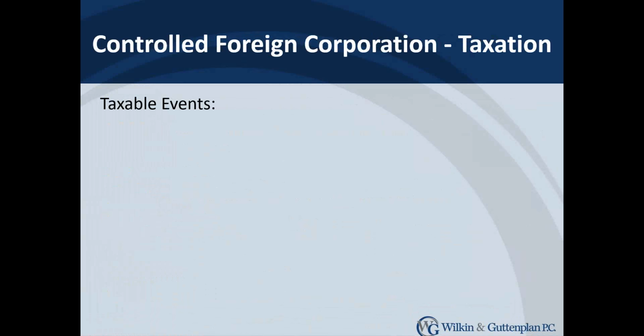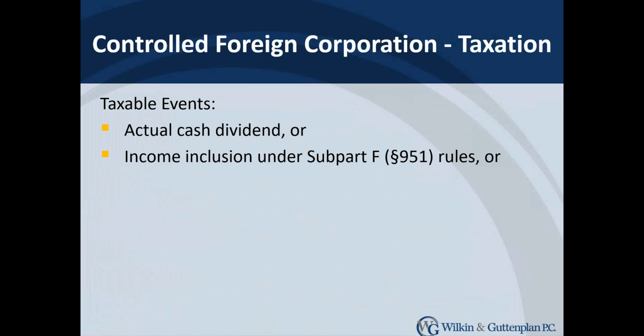There's three major taxable events, and there's some other small ones, but for the purpose of this presentation, we'll go through the main ones. The first one and most obvious one is whenever that foreign corporation issues a cash dividend to the U.S. parent or U.S. shareholder. That is being taxed as a dividend in the United States. Actual cash repatriation. The second one that is more prevalent is the income inclusion under Subpart F.